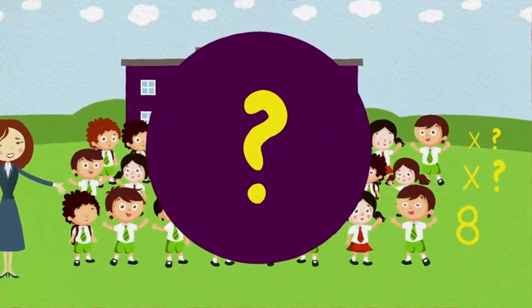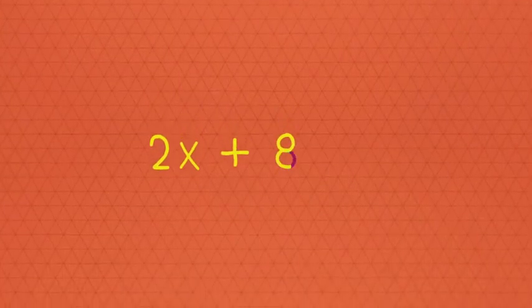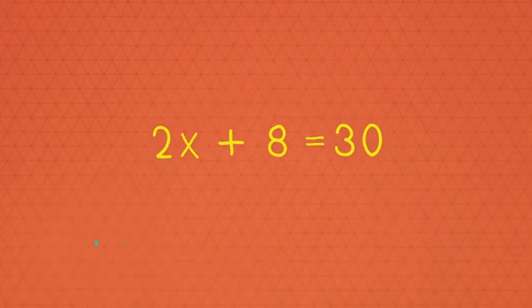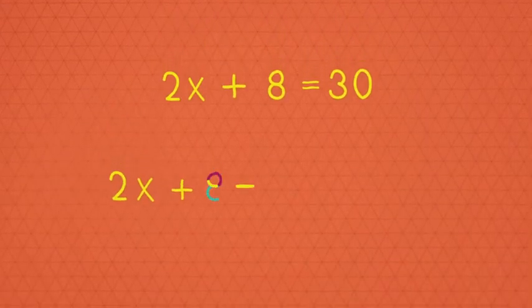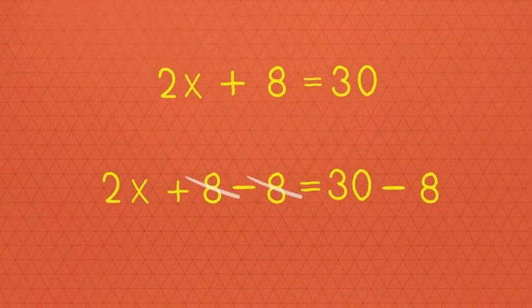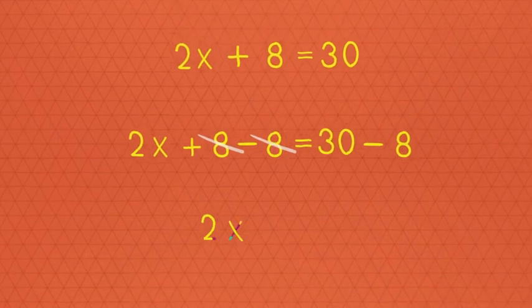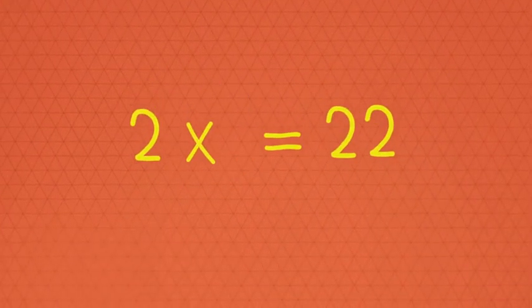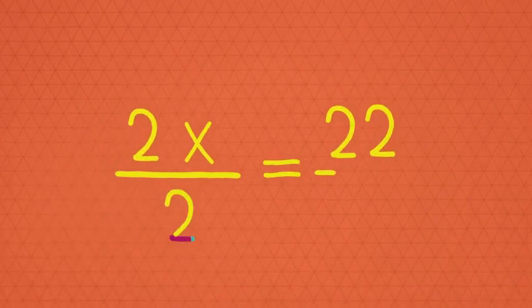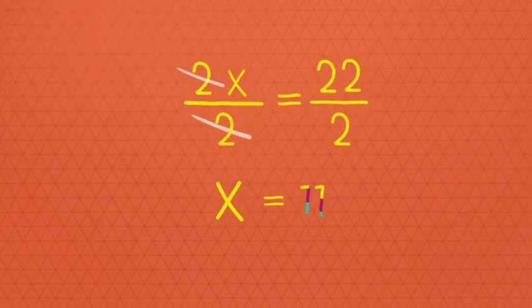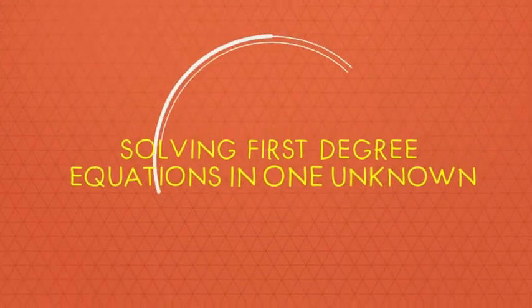Let's express this in an equation. 2x plus 8 equals 30. What do we do? Subtract 8 on both sides to isolate the 2x. That gives us 2x equals 22. Now we have to isolate 1x. So we need to divide by 2 on both sides. X equals 11.